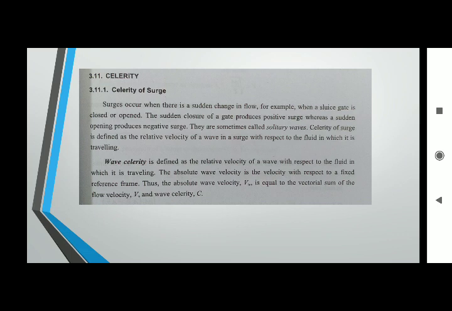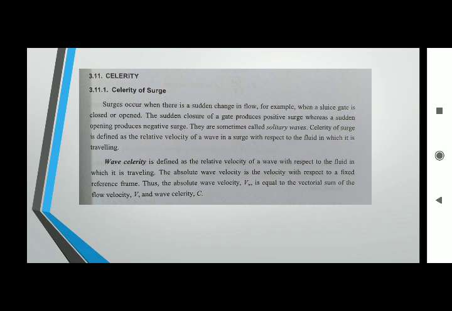We will discuss this later. First, what is salinity? There, we know what a surge is. Surge is nothing but just like a wave. The velocity of that wave is called salinity. Salinity of a surge is defined as the relative velocity of the wave in a surge with respect to the fluid in which it is traveling. Now, what is wave salinity?